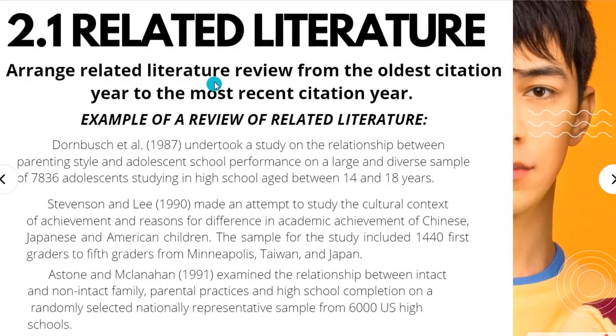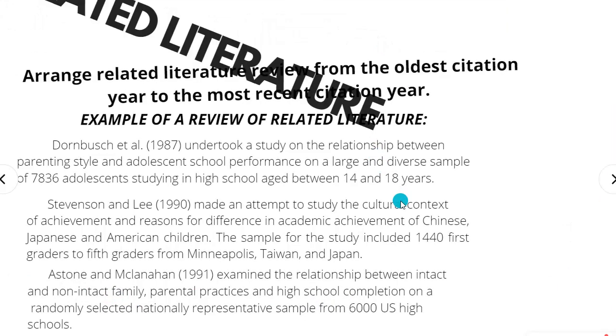Good to note, arrange the related literature review from the oldest citation year to the most recent citation year. So, an example of related literature: Dornbusch et al. studied the relationship between parenting style, then there is Stevenson and Lee who made an attempt to examine the relationship between. Okay, next, please.